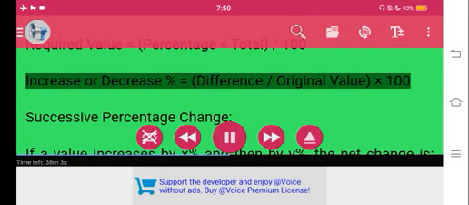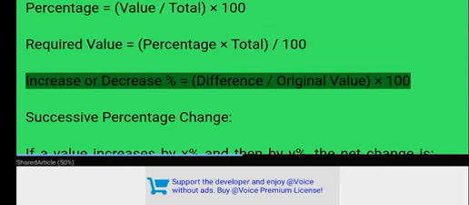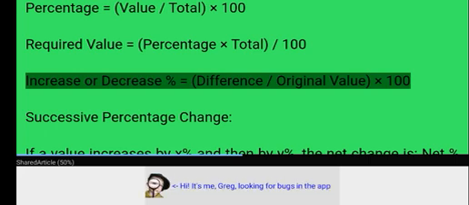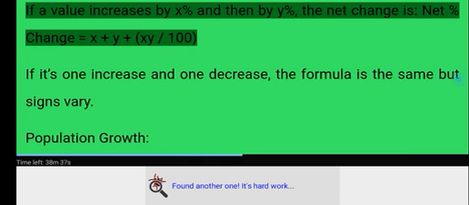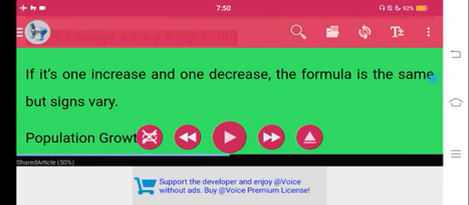Increase or decrease percent equals difference divided by original value times 100. Successive percentage change. If a value increases by x% and then by y%, the net change is, net percent change equals x plus y plus xy divided by 100.